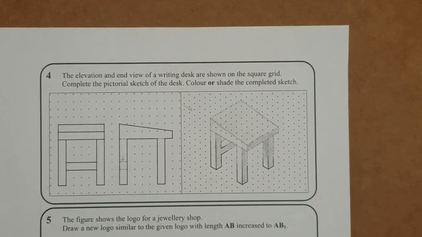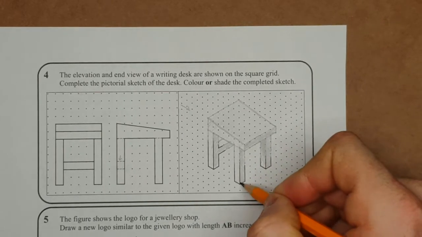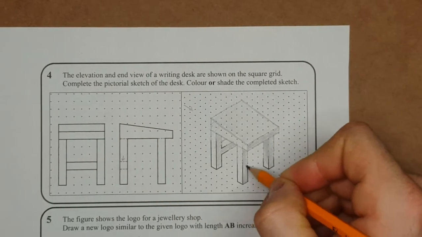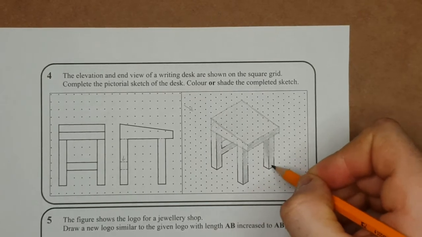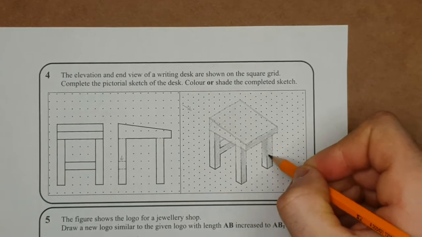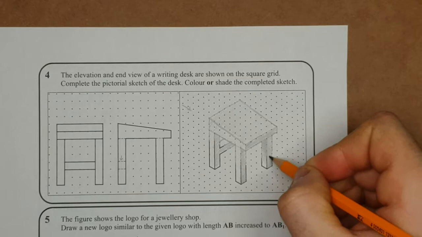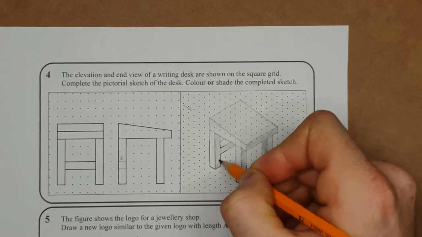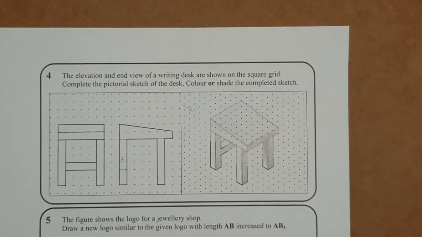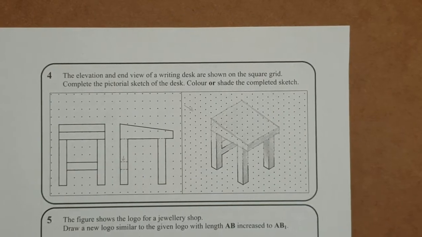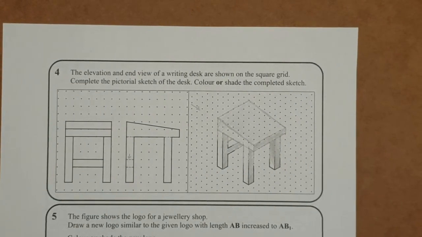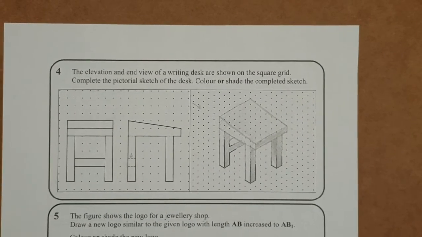We could add shadows on the ground if we wanted. I'm just going a little bit heavier down the lower end of the legs, which almost grounds the piece. There we are. So something like that will definitely achieve you full marks. Next.